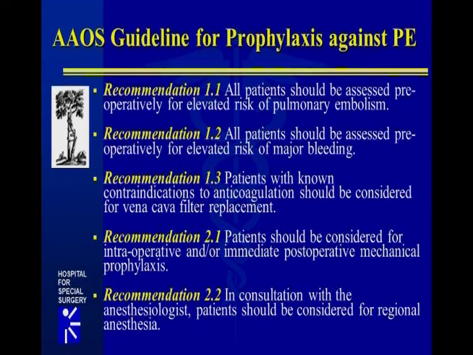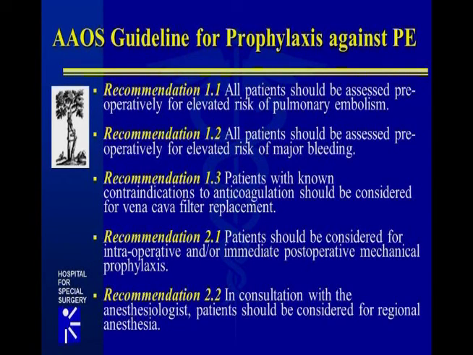Recommendation 1.1, all patients should be assessed preoperatively for elevated risk of pulmonary embolism. Recommendation 1.2, all patients should be assessed preoperatively for elevated risk of major bleeding. Two very important points. Recommendation 1.3, patients with known contraindications to anticoagulation should be considered for a vena cava filter. Recommendation 2.1, patients should be considered for intraoperative and or immediate postoperative mechanical prophylaxis. So basically all patients should have mechanical prophylaxis based on the current orthopedic guidelines.